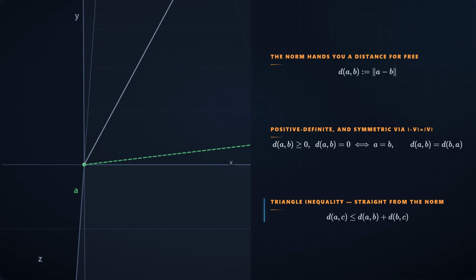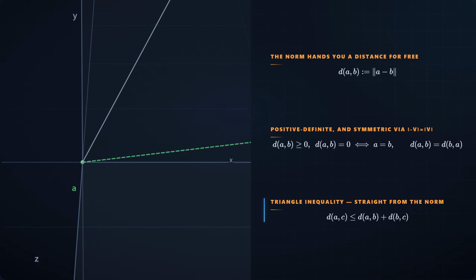That's the one that usually needs real work. Here it's a one-liner, because the norm already satisfies its own triangle inequality, the one we pulled out of Cauchy-Schwarz back in Chapter 1. Apply it to A minus B plus B minus C, and the metric version drops right out. No new machinery. So, a scalar product quietly comes with a distance, and it's automatically a metric. That's the stage. Now the real question.